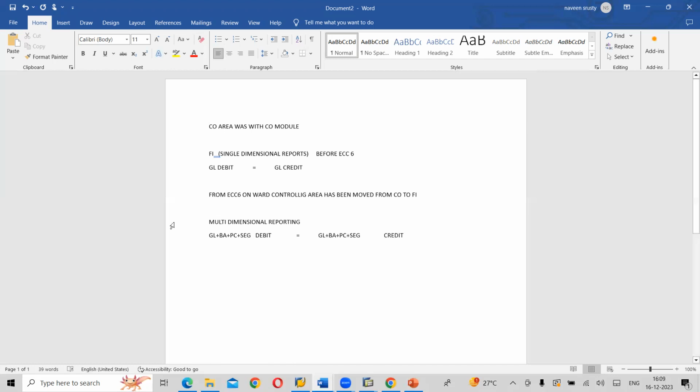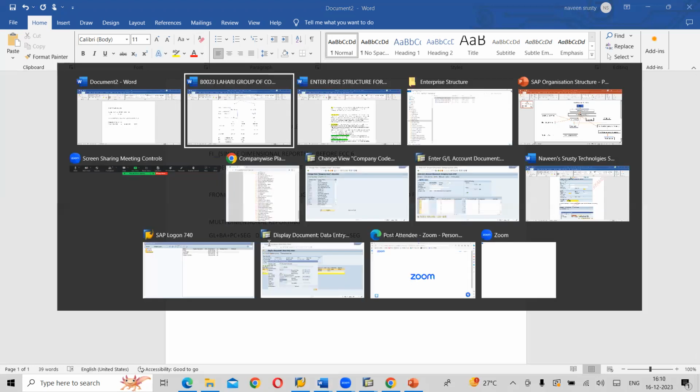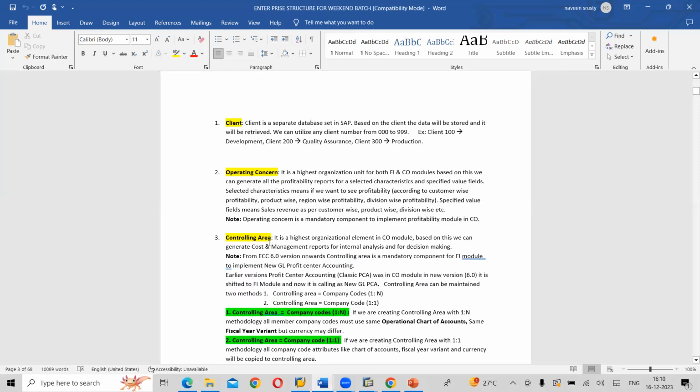Earlier we used to get only GL debit equals GL credit. Now we are getting GL debit equals GL credit, business area debit equals business area credit, and profit center debit equals profit center credit. Means we can generate reports not only GL wise, but business area wise, profit center wise and segment wise, with multiple currencies and multiple views. That is the advantage SAP is now giving to the clients. We are going to see this in depth. Why has it been moved?